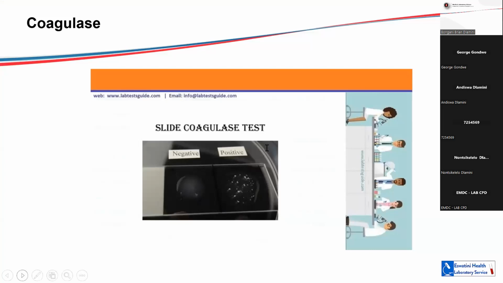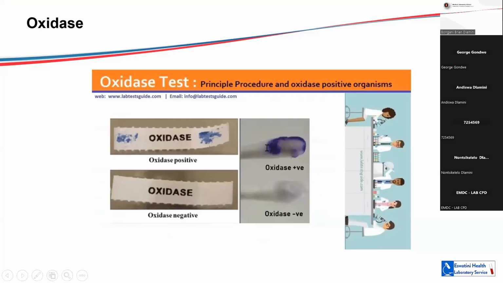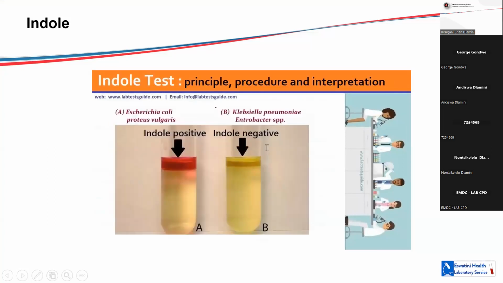So the next biochemical test is the indole test. This one will detect the ability of the organism to degrade the amino acid tryptophan and produce indole. So for positive organisms, you will see that pink ring layer on top. And for negative, you will see that there is no color change.